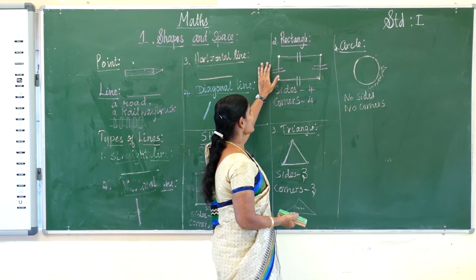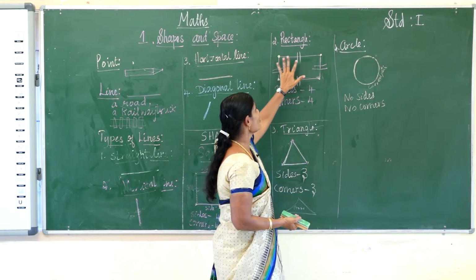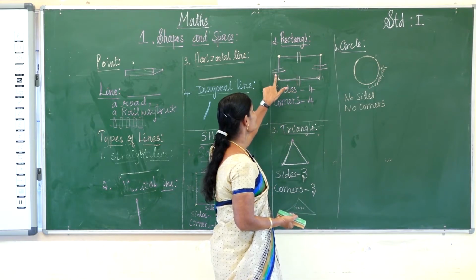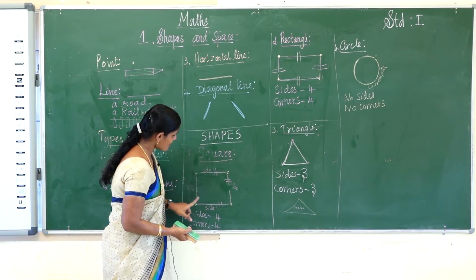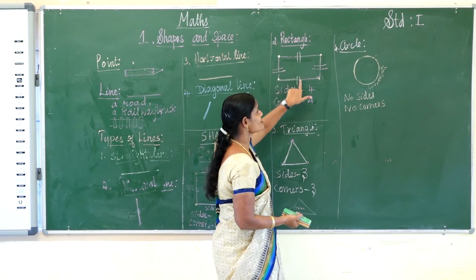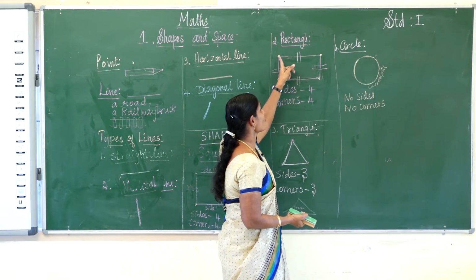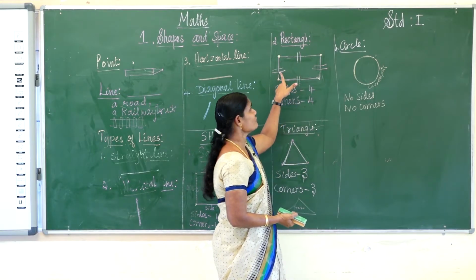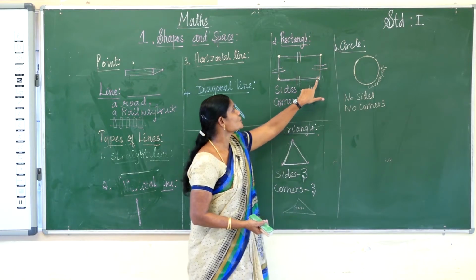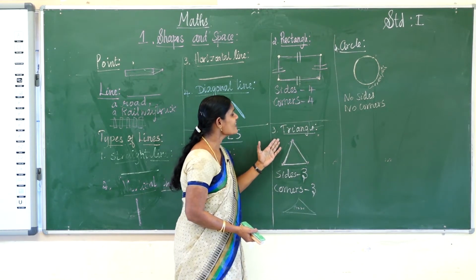Then we see a rectangle. How many sides are there? 1, 2, 3, 4. In a square all 4 sides are equal, but in a rectangle these 2 sides are equal. Opposite sides are equal. So how many sides? 1, 2, 3, 4. Corners 1, 2, 3, 4. 4 corners are there.